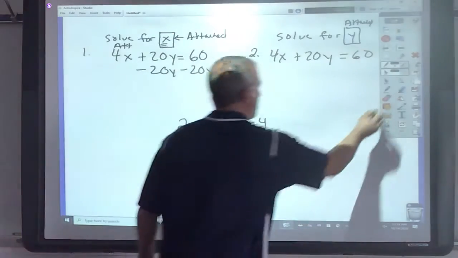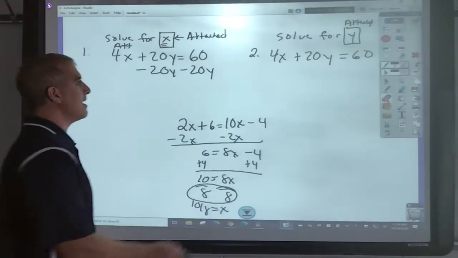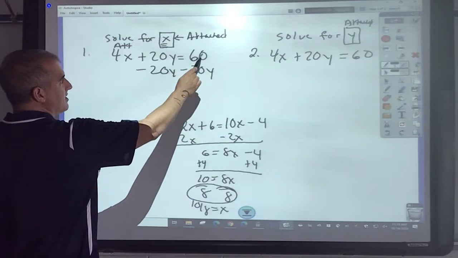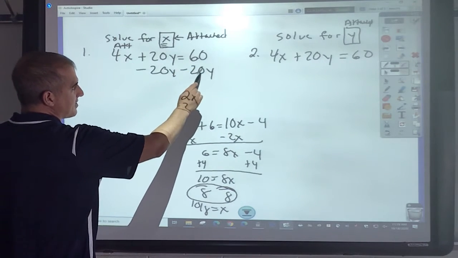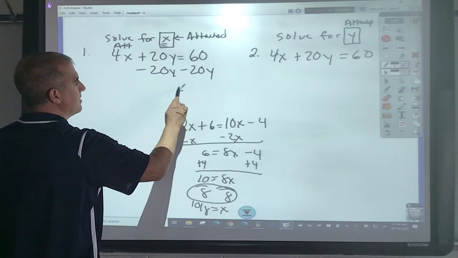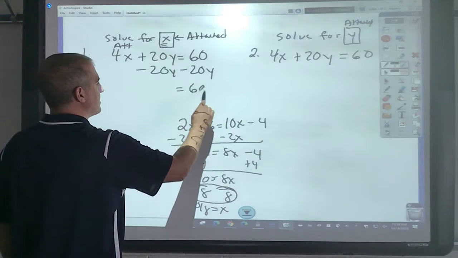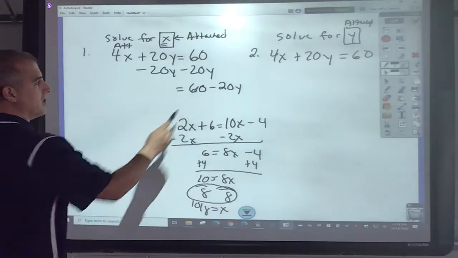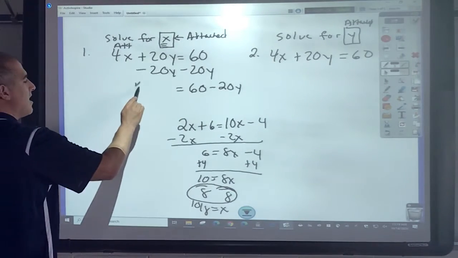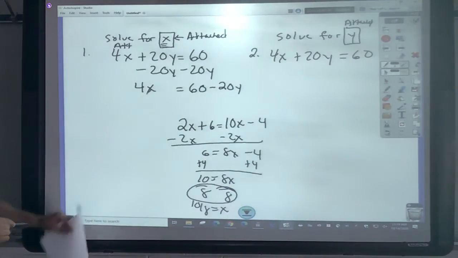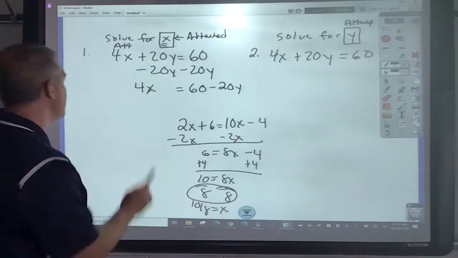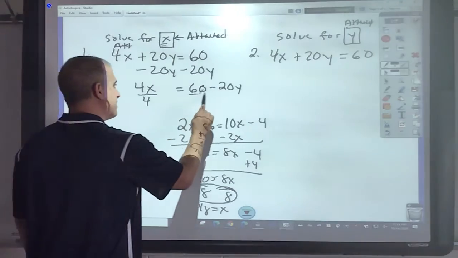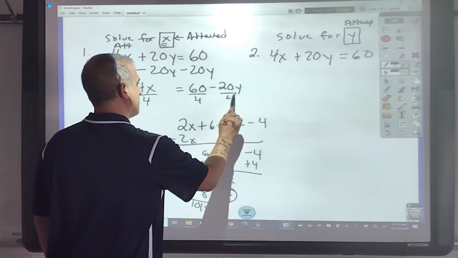Now, here's probably the thing that most people make mistakes with. This has a 60, this has a y. I cannot combine these. So I can just write this as 60 minus 20y. I can't combine that because this has a y. So now I have the 4x. Just like I would normally do, now I would divide by 4. So here's what you have to do: you have to divide each term by that 4.